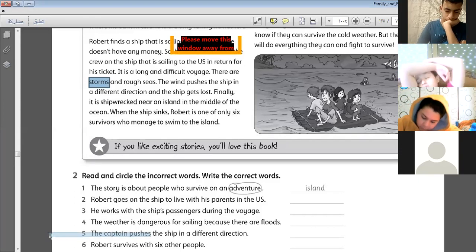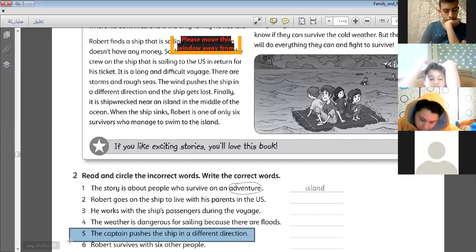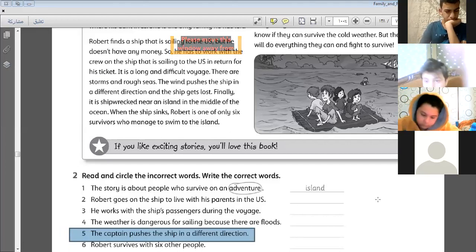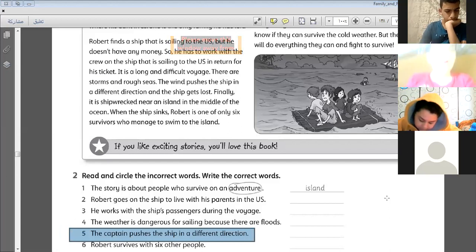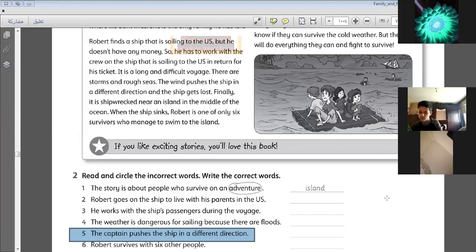Yes, here. The captain. Can you see it? Yes, teacher, I can see. Okay. Read number 5 and answer number 5.